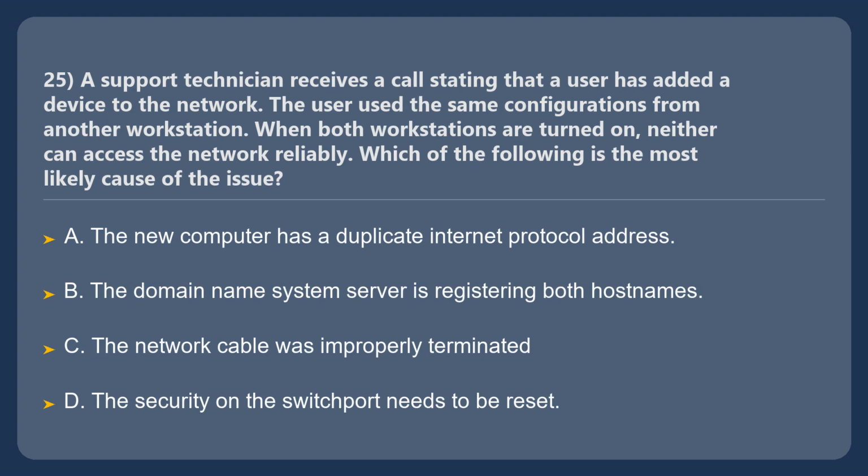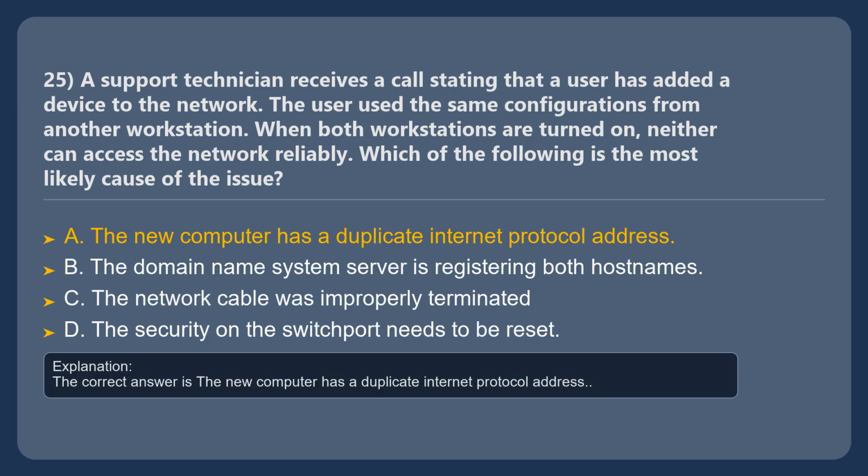Question 25. A support technician receives a call stating that a user has added a device to the network. The user used the same configurations from another workstation. When both workstations are turned on, neither can access the network reliably. Which of the following is the most likely cause of the issue? Option A, the new computer has a duplicate Internet Protocol address. Option B, the domain name system server is registering both host names. Option C, the network cable was improperly terminated. Option D, the security on the switch port needs to be reset. The correct answer is option A, the new computer has a duplicate Internet Protocol address.